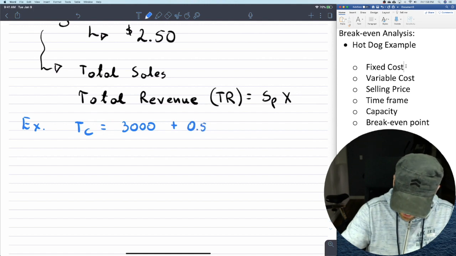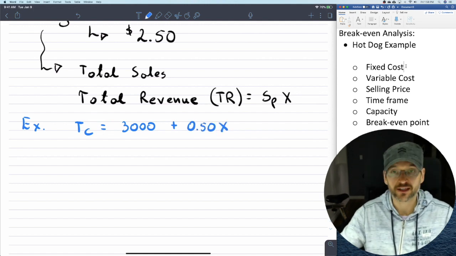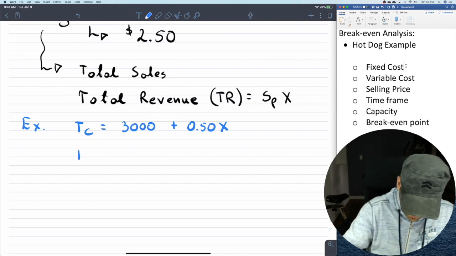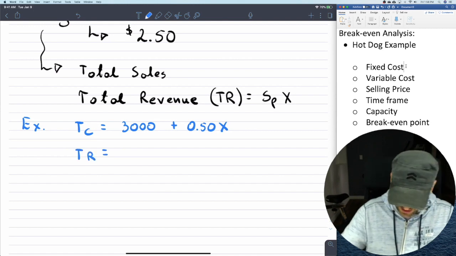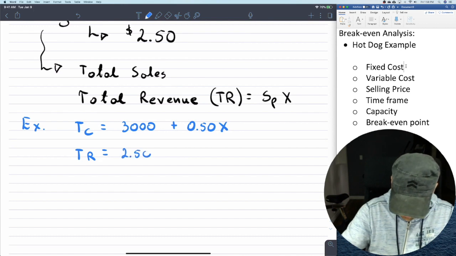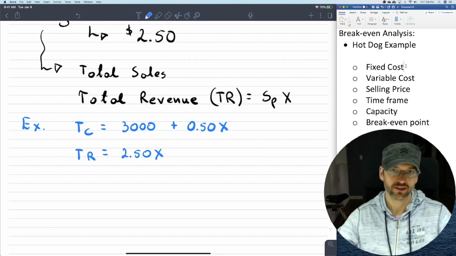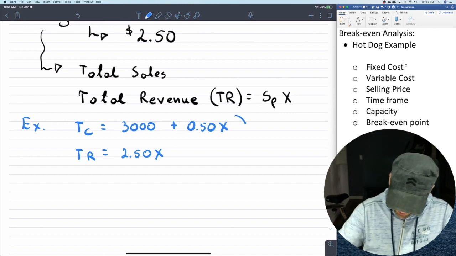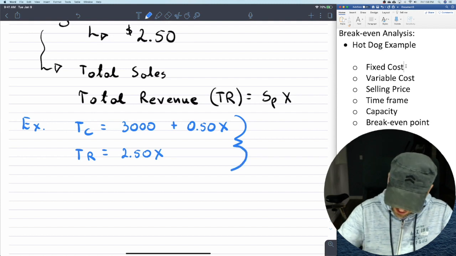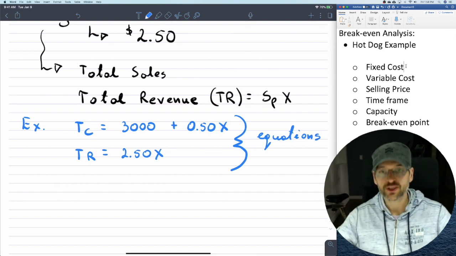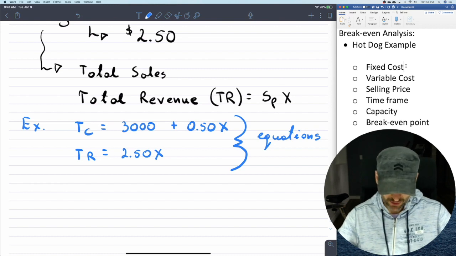We had a payment of 50 cents for every single hot dog that we make. And we have our total revenue. Okay, so our total revenue is very simple. It is just the price of the hot dog multiplied by how many that we sell. So these two are basically the equations that you need in order to find out when the break-even point is going to happen. Okay? So now that's what I have.